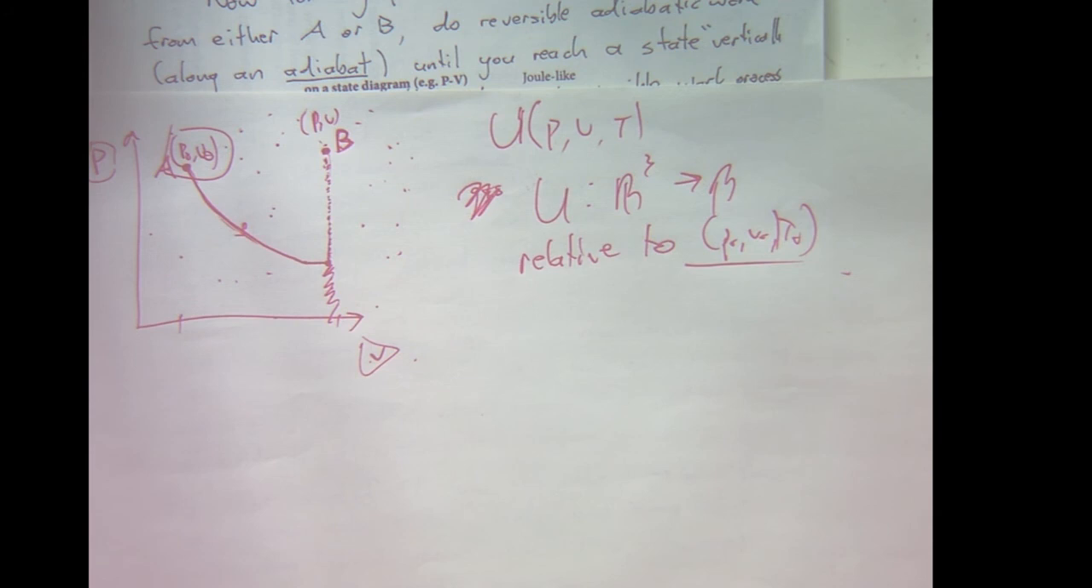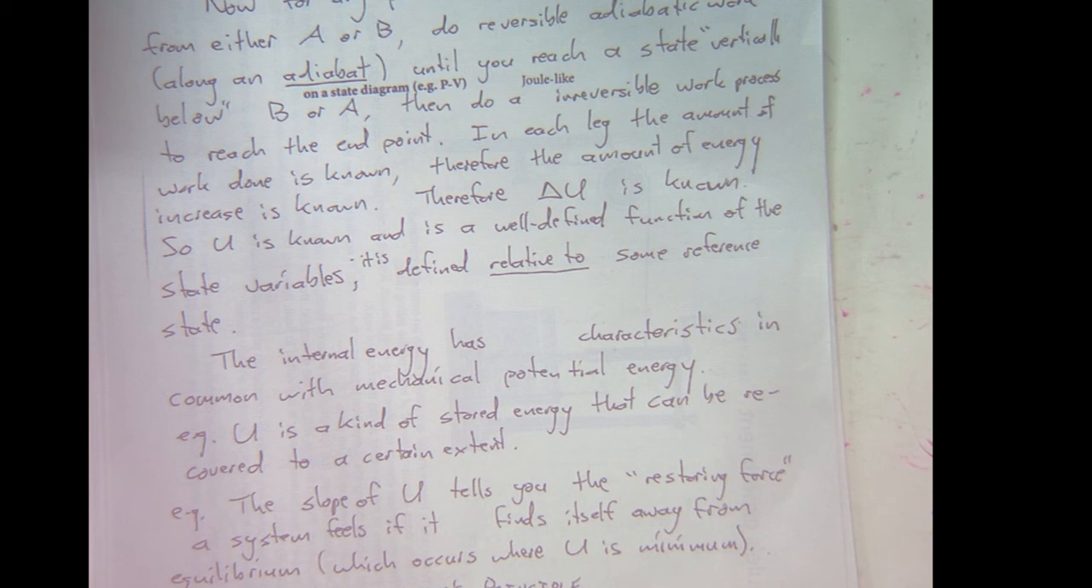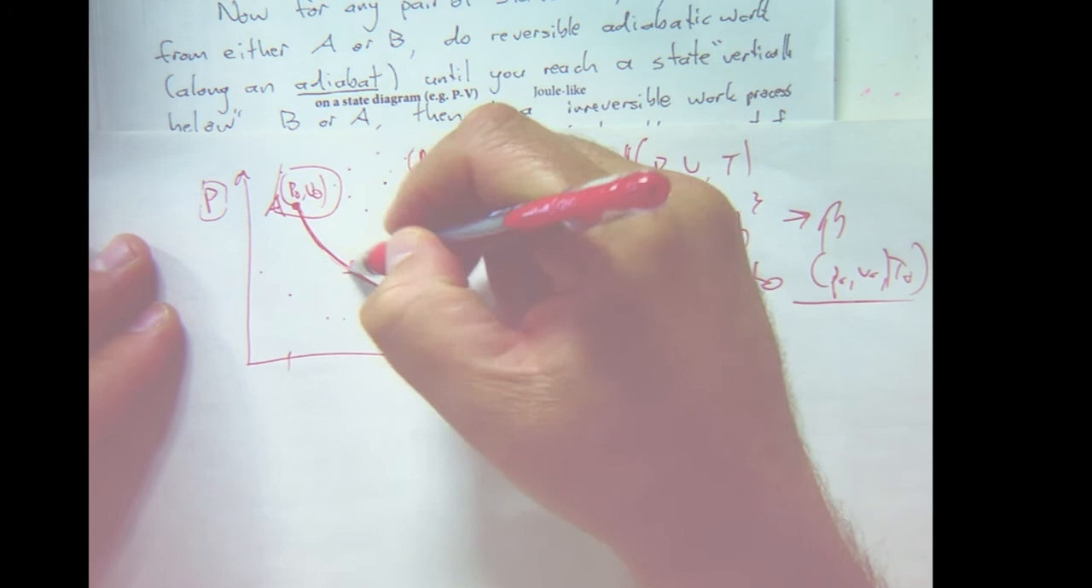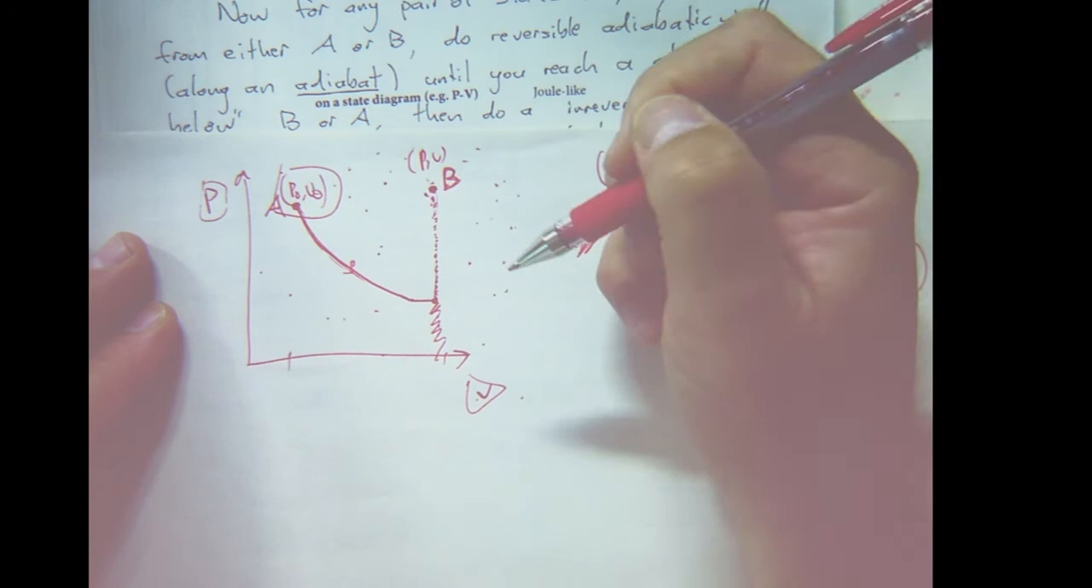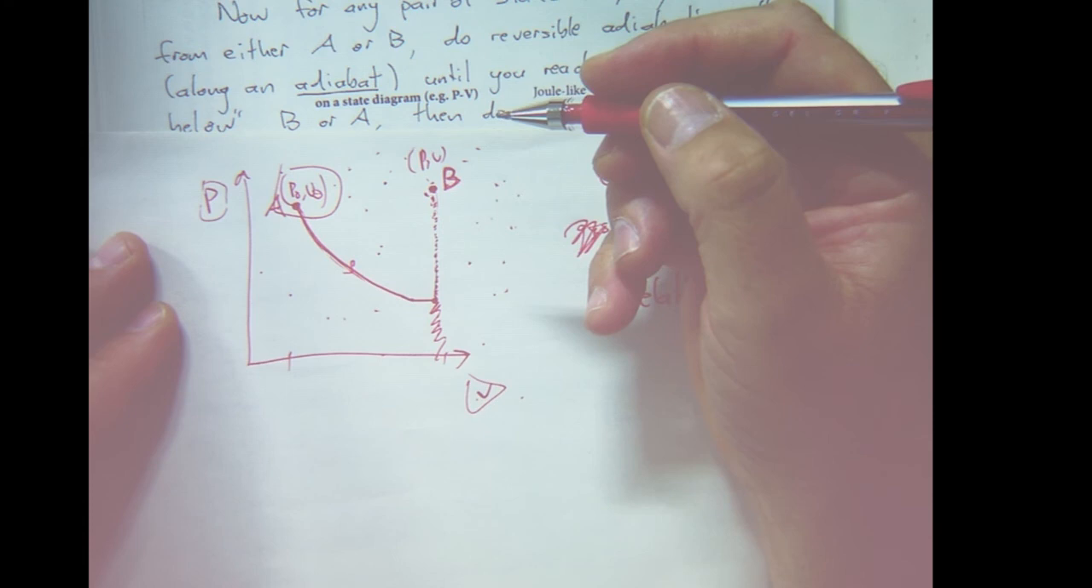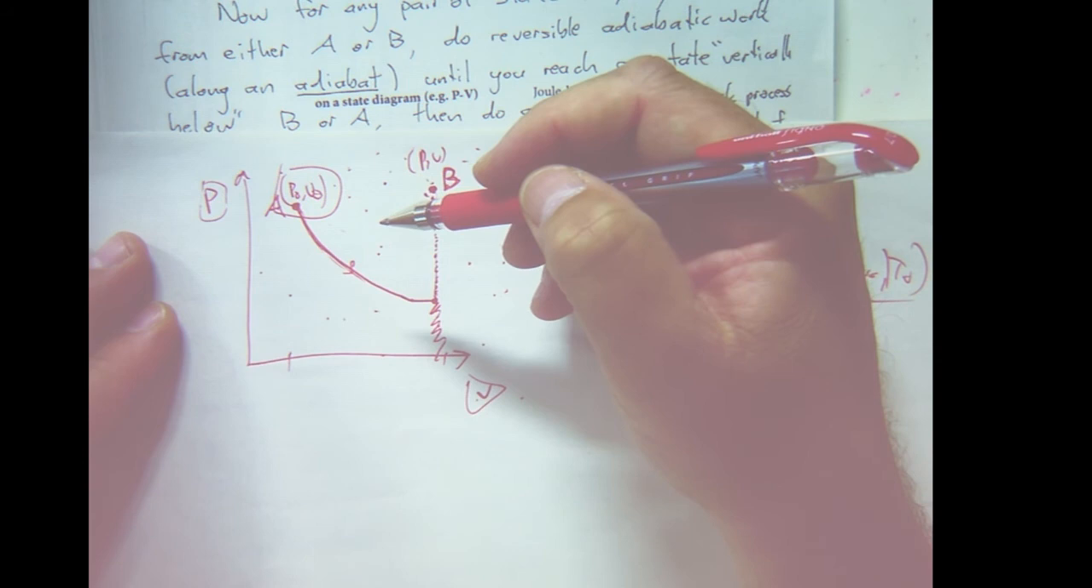How do you know that it's a unique point? How do you know that each point has a different number associated with it? Because if I choose any random point, like that one, I first do an adiabatic process until I get to the same volume, then I do the irreversible work process to get up to there. And I know the energy there, I know the energy there, so I know the energy difference. So it's a well-defined process. But isn't every point on the isotherm of the same U? Sorry? Isn't every point on the isotherm of the same U? So it's not unique per point? I'm not saying it's unique.